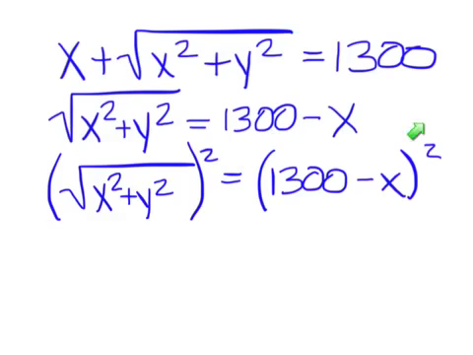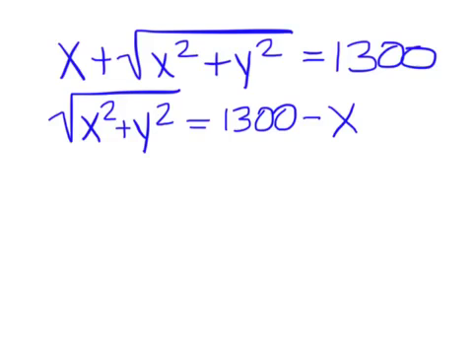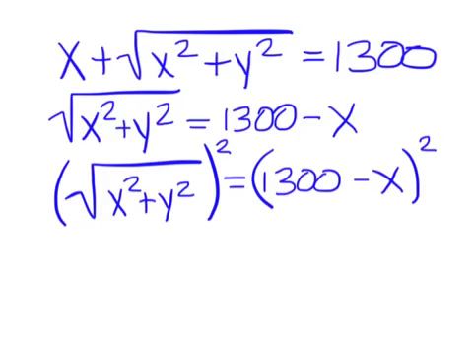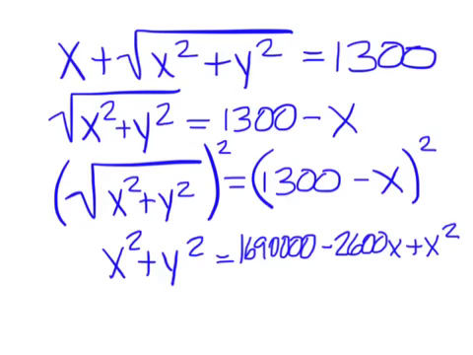Because when you take the square root of the square root of x squared plus y squared, it disappears. It comes out to be this: x squared plus y squared on the left, and then of course you have to expand out the 1300 minus x quantity squared on the right. And just use the first, outside, inside, last from 9th grade. This is going to be 1,690,000 minus 2600x plus x squared.